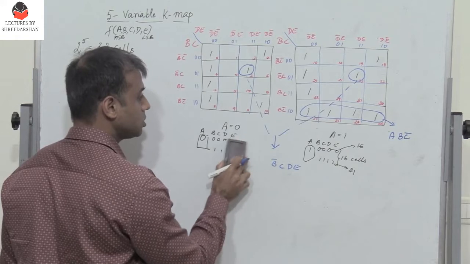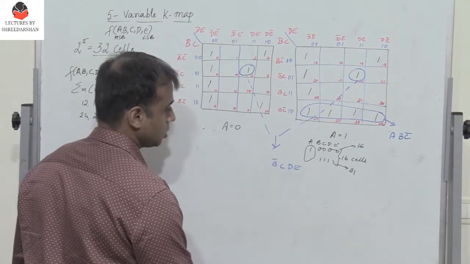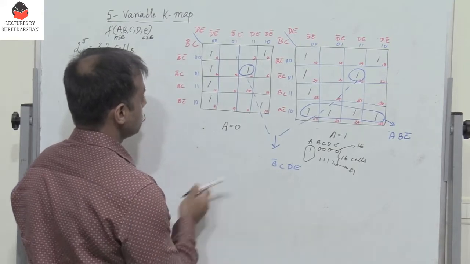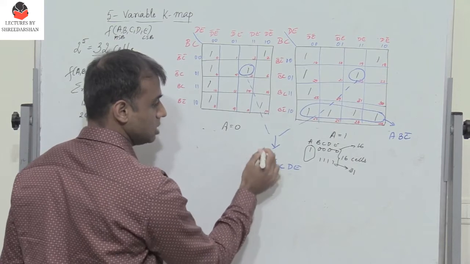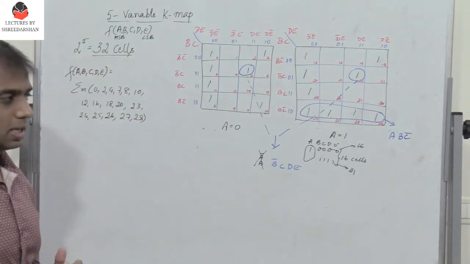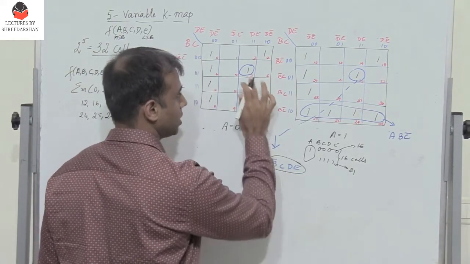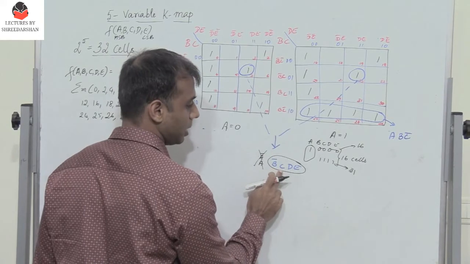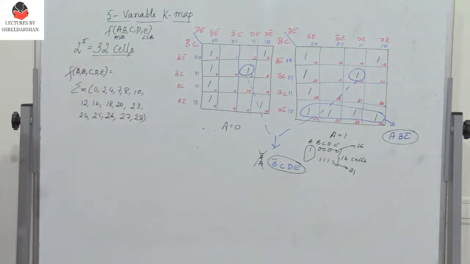But then what happens to A? A is complementary. So I have A is 0 here, so I have A bar, and A is 1 here. Since A is complementary, what happens? The variable A gets cancelled, so therefore the simplified expression of these two ones would be B bar C D E. So this is one expression and this is the other expression.